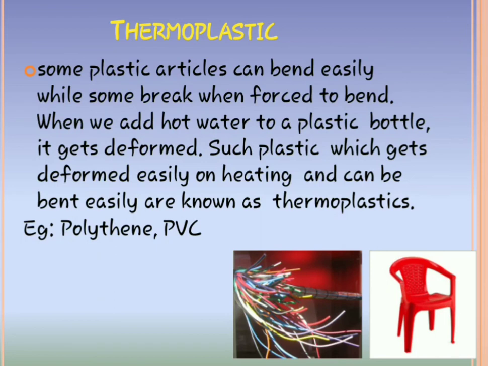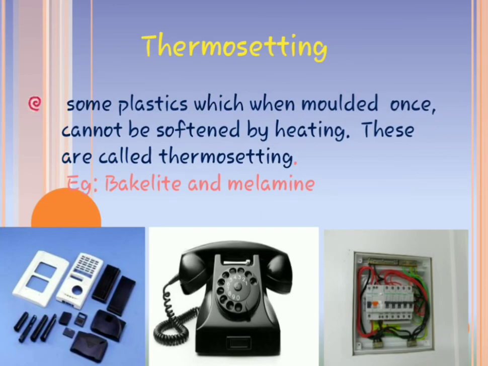Understood what is thermoplastic? And what is the other type of plastic? That is thermosetting plastic. Thermosetting plastics are those which, when molded once, meaning brought into a shape, cannot be softened by heating. You cannot recycle them. You cannot melt that plastic again and make it into a different shape. So this plastic is called thermosetting plastic. Examples are bakelite and melamine.